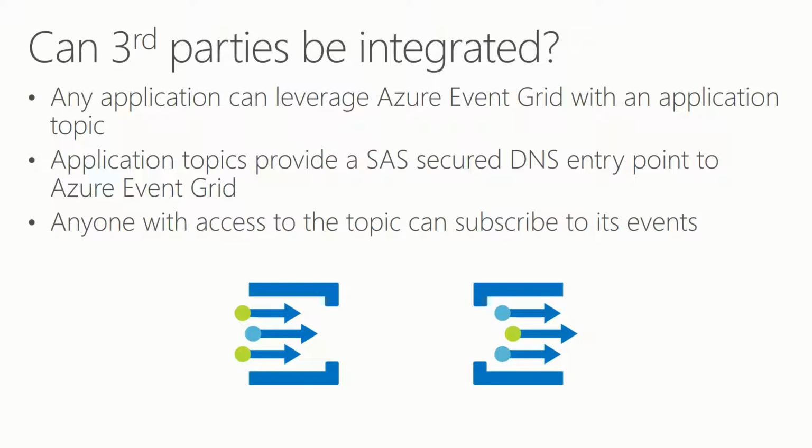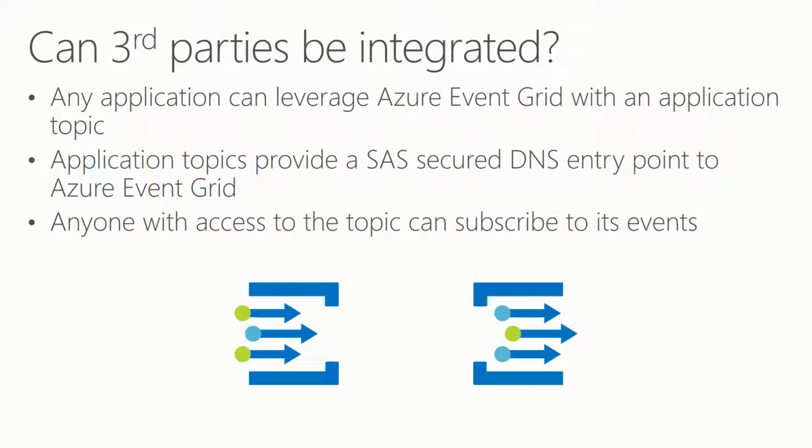And so now you can use our reliable delivery, you can use our routing, you can use our filtering, and you can send those same events to your Azure function, or you can route them completely outside of Azure as well to webhook endpoints wherever they need to be.